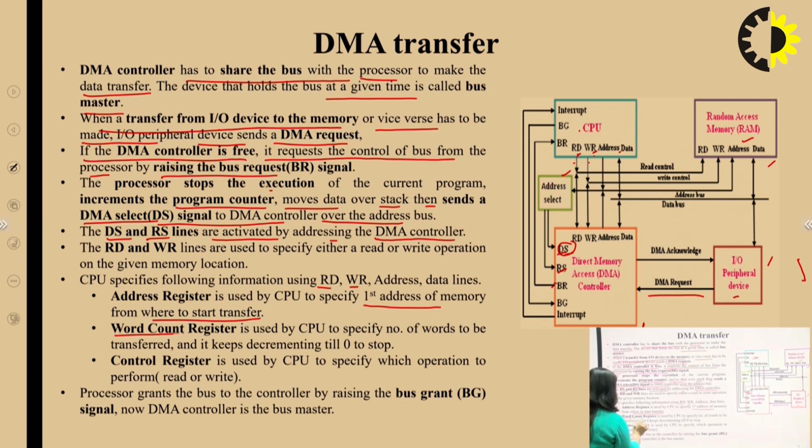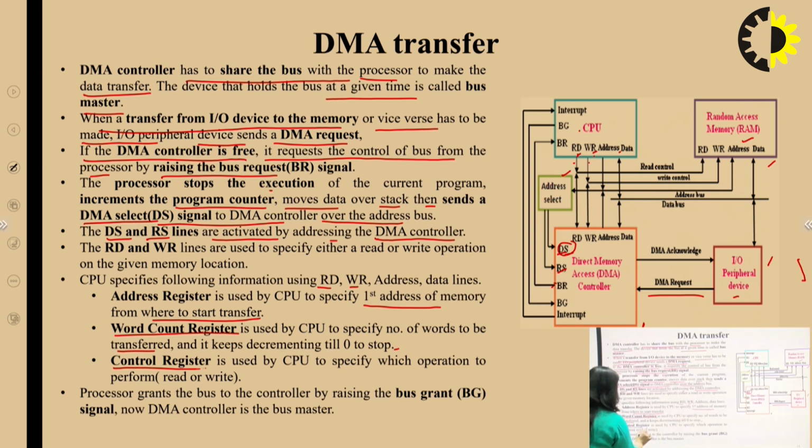Next is word count register. It is also used by CPU, means CPU gives the information of word count register and it specifies the number of words to be transferred, means how many words are to be transferred, and it keeps decrementing this word count register by one at a time till it is 0 and after that it stops.